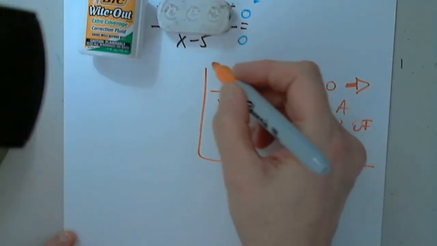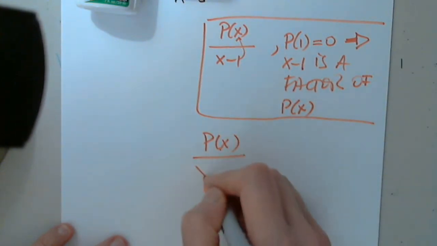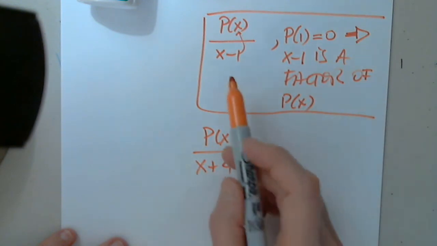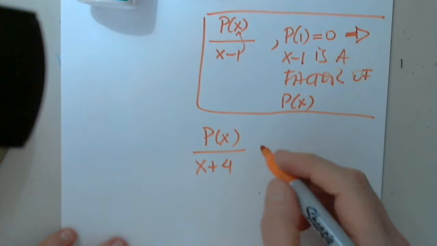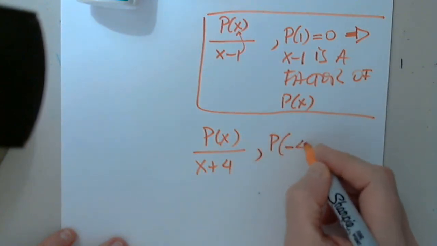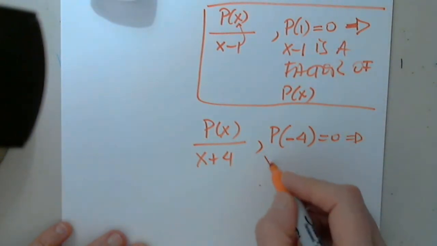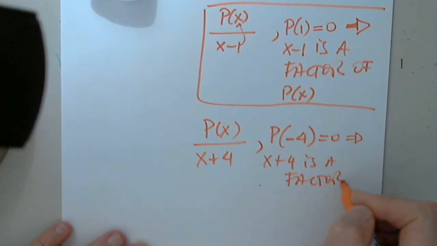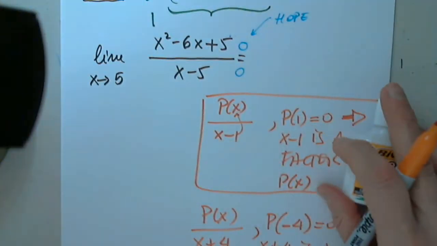Another example. If I have a polynomial and I divide it by x plus 4, when I plug in, it has to be x minus a number. This also comes from the synthetic division. P of negative 4 is 0. Then x plus 4 is a factor of p of x.